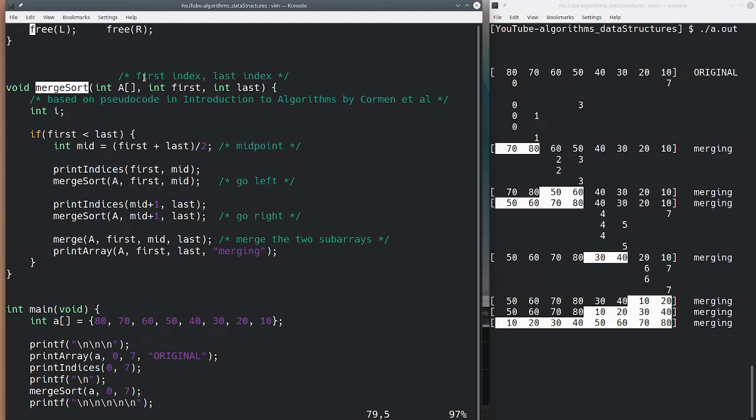In this video, I'm going to discuss merge sort. Now, I've written a program here in the C programming language, and it's based upon the pseudocode in the book Introduction to Algorithms by Cormen, which is a fairly popular algorithms book.